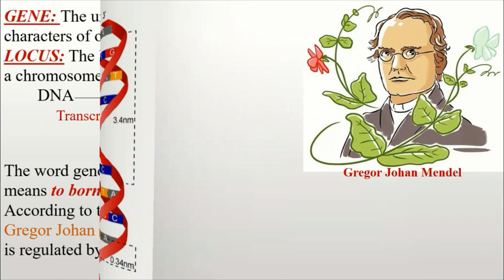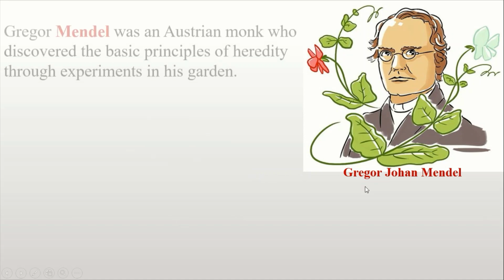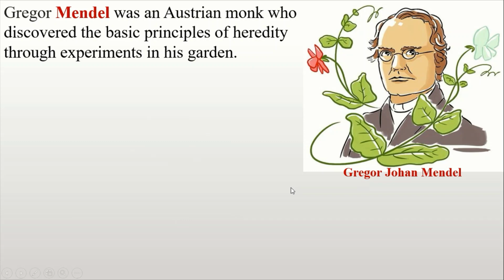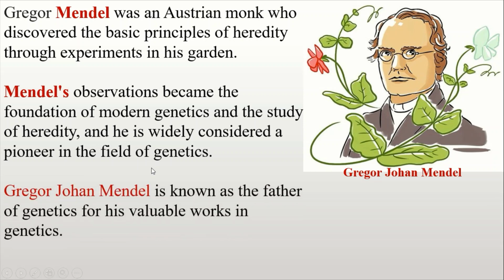In this figure, this person is Gregor Mendel. Gregor Mendel was an Austrian monk who discovered the basic principles of heredity through experiments in his garden. Mendel's observations became the foundation of modern genetics and the study of heredity, and he is widely considered a pioneer in the field of genetics. Gregor Mendel is known as the father of genetics for his valuable works in genetics.